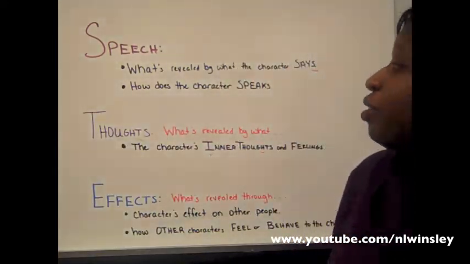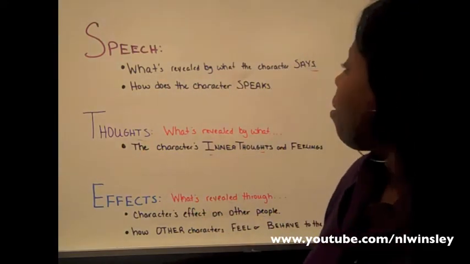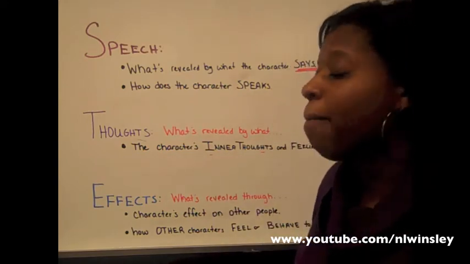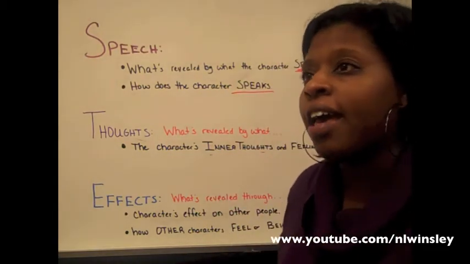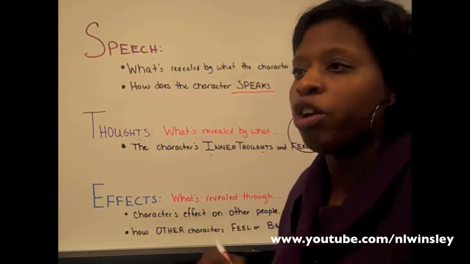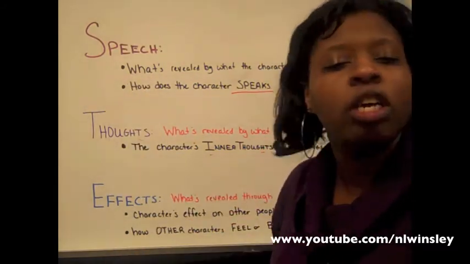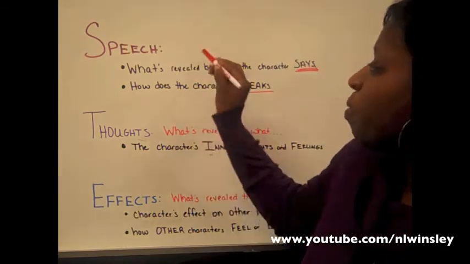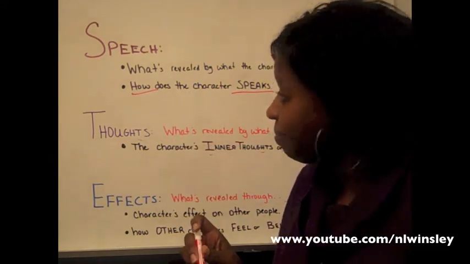Let's look at speech first. Speech is how the author reveals to you something about the character by what the character says, or by the way they speak. If there's a character in a novel and the narrator says the character speaks with a haughty attitude, with her nose stuck up in the air, you could infer based on the character's speech that she could be high class, royal, or stuck up. So speech is all about what the character says or how the character speaks.